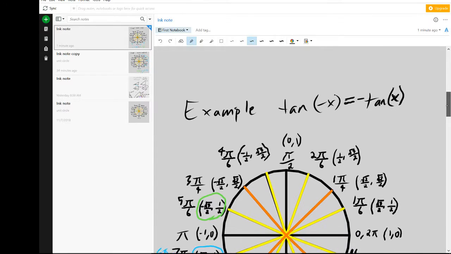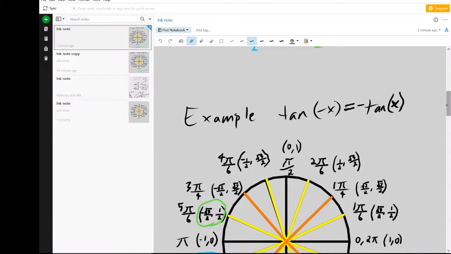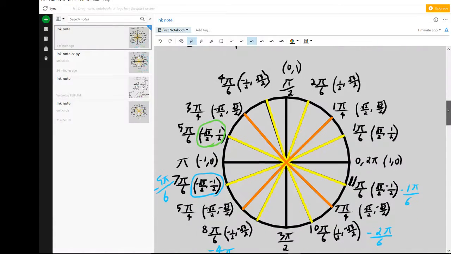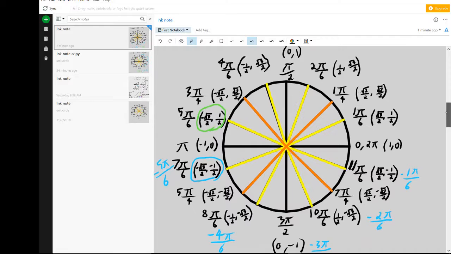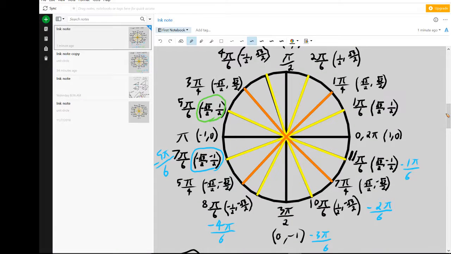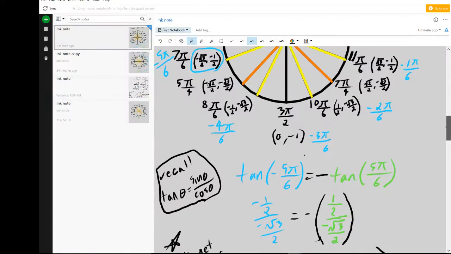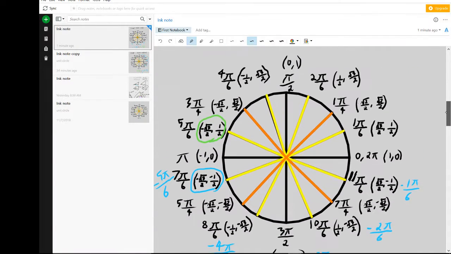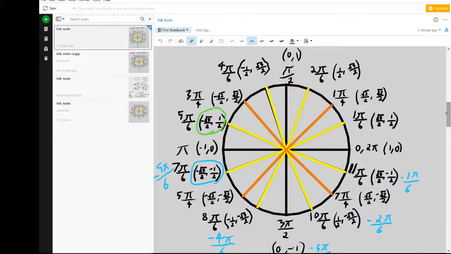Now we're going to prove that tan of negative x is the same as negative tan x. So again, we started at 0. We started at 0 or 2 pi, depending on how you think about this initial point. And we're going to take a look at 5 pi over 6. So we're going to go around positive till we get to 5 pi over 6, which is right over here. And we're going to get 1/2 over negative root 3 over 2.